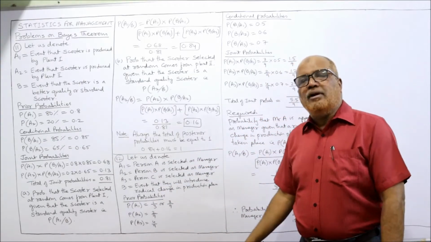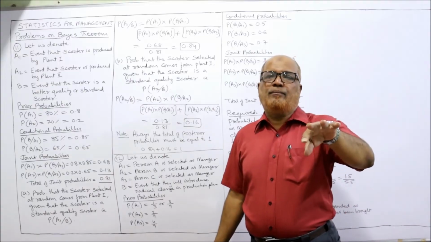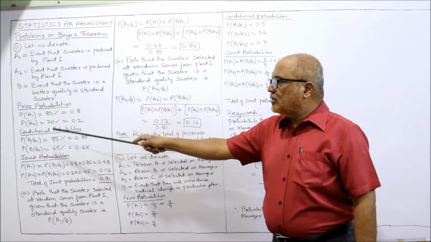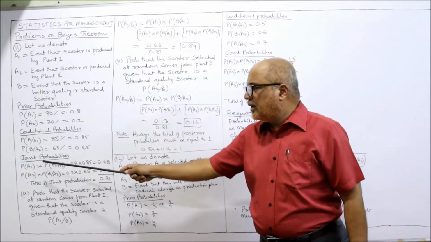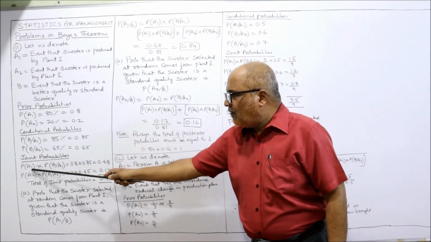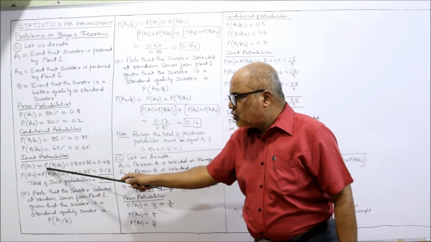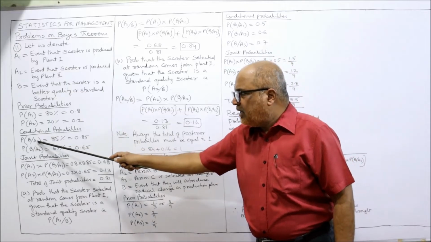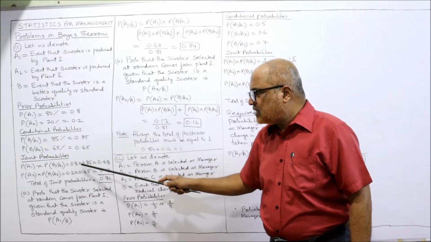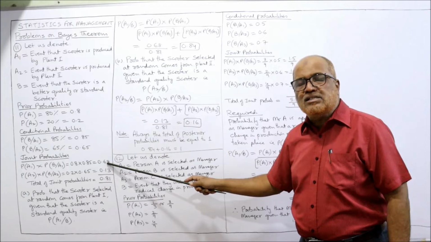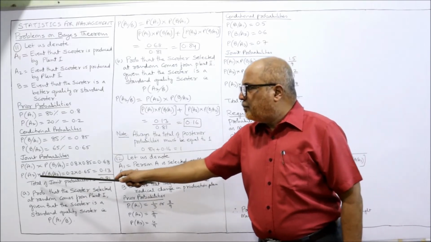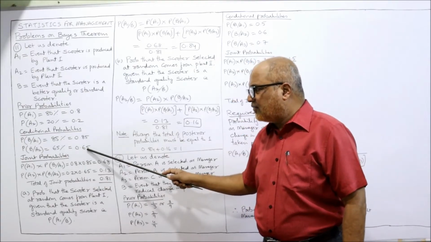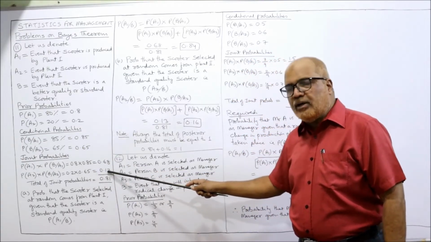Now joint probability. Joint probability is obtained by multiplying the prior probability and the conditional probability. This prior, this conditional, if you multiply, you will get the joint probability. So P of A1 into P of B given A1. P of A1 is 0.8. P of B given A1 is 0.85. 0.8 into 0.85 is 0.68. This is the joint probability. Similarly, P of A2 is 0.2. P of B given A2 is 0.65. 0.2 into 0.65 is 0.13.